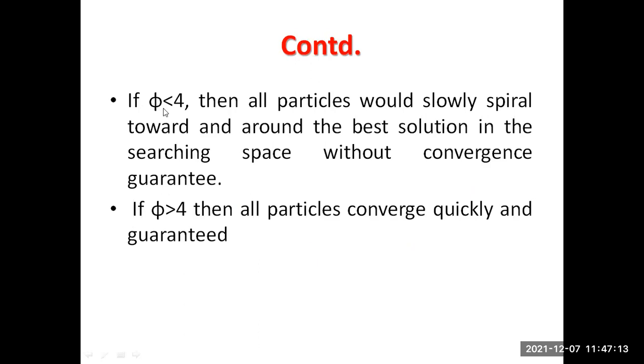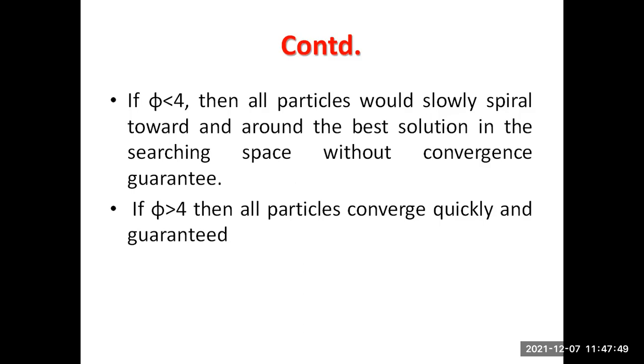So we'll see, if phi is less than 4, then what will happen? If phi is greater than 4, then what will happen? If phi is less than 4, then all the particles would slowly spiral toward and around the best solution in the searching space without convergence guarantee. So if phi is less than 4, then we will find that the solution will reach the optimum value at a very slow rate. That means the rate of convergence of those particles will be very low. So in this case, we need to avoid this.